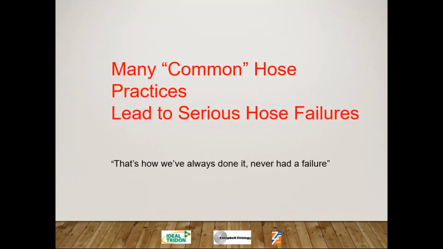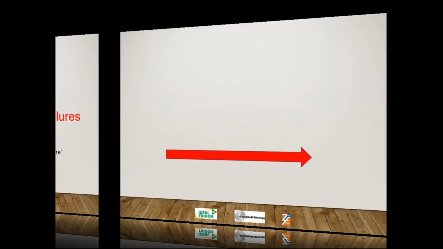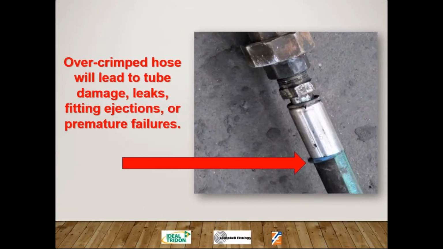So there's many common hose practices that lead to serious hose failures. How many people have heard this? How we've always done it. We've never had a failure. I've heard it quite a bit. But there's still things that they're doing out there that cause issues. Here's an over-crimped hose.